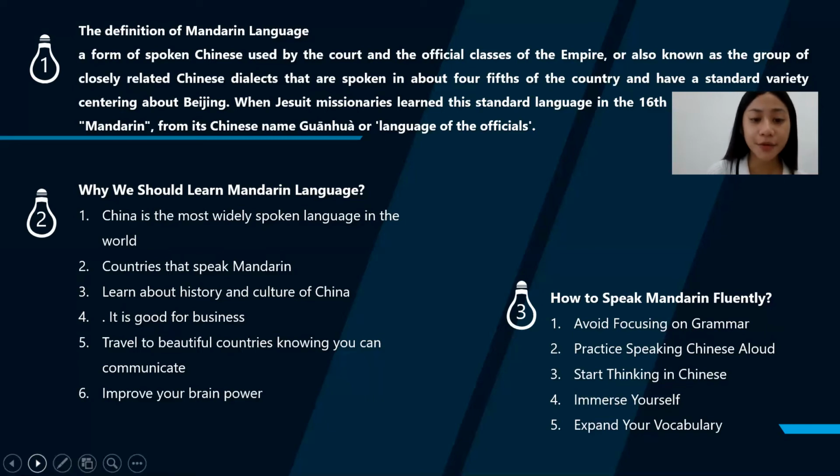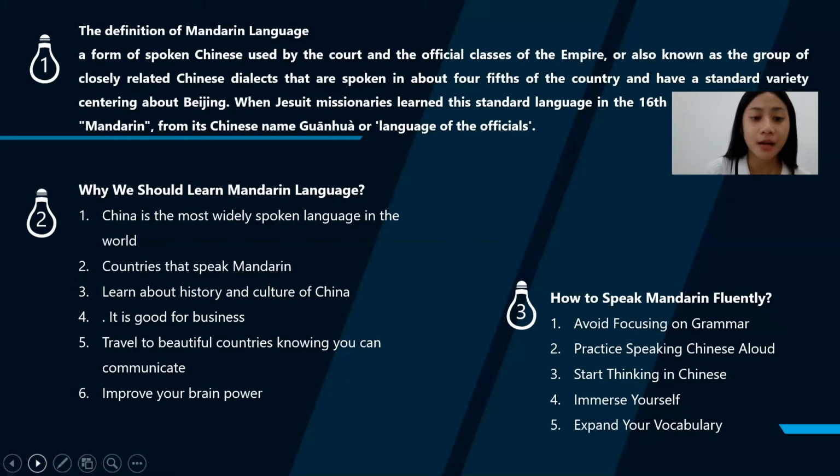Fourth, it is good for business. Mark Zuckerberg is wowing audiences across the world with his new Chinese skills, especially those important business executives in China. In fact, there are many top CEOs that speak Chinese as a second language.